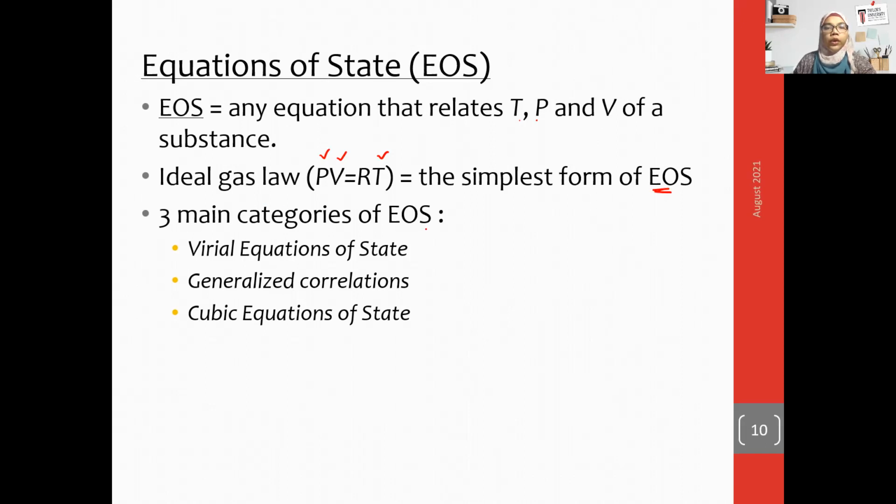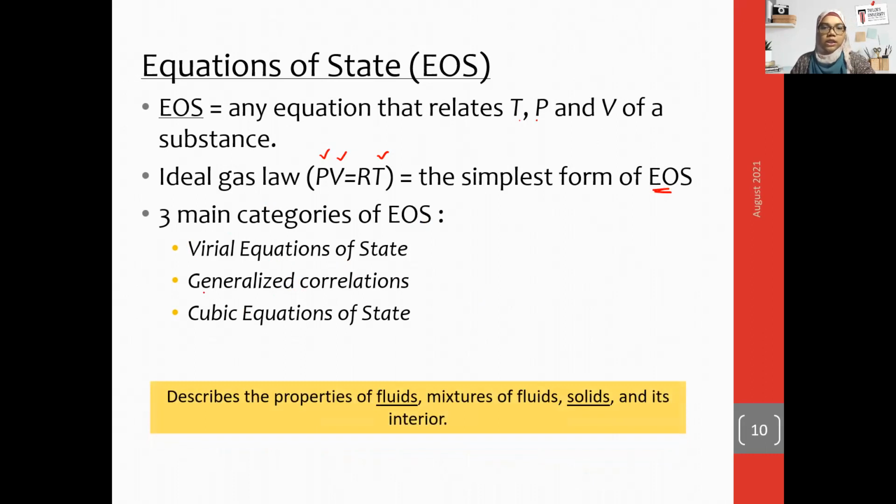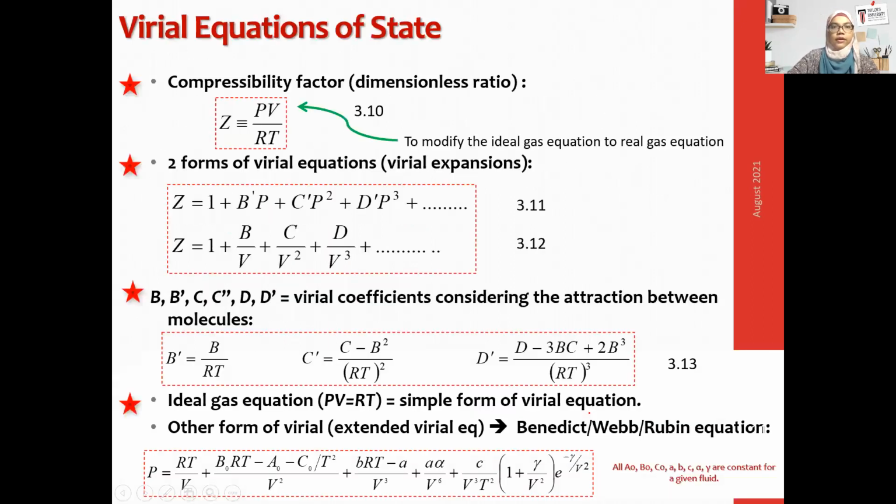The equation of state can be categorized into the virial equation, generalized correlation, and cubic equation of state. This is the general definition for the equation of state, which describes the properties of fluid, mixture of fluid, solid, and its interior.